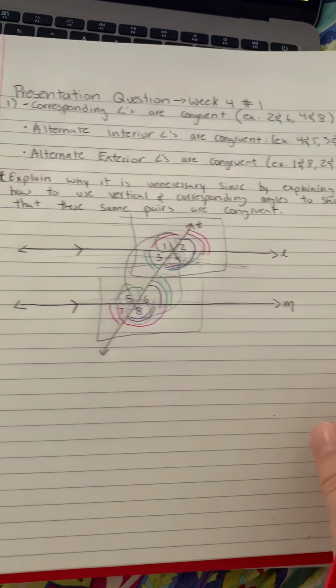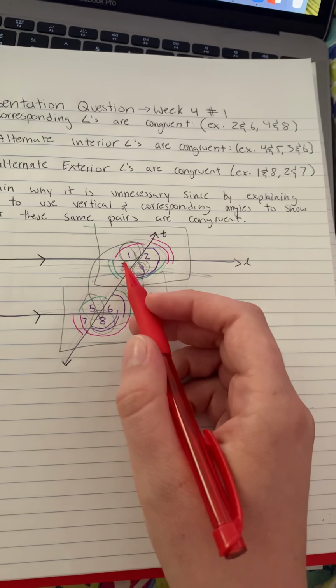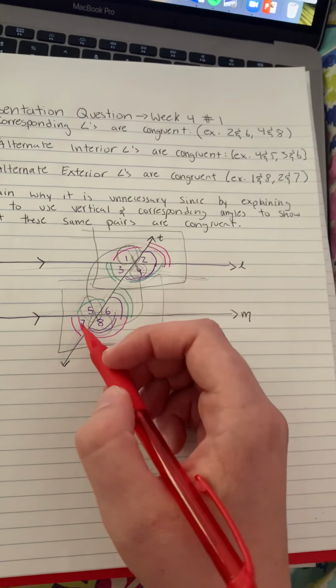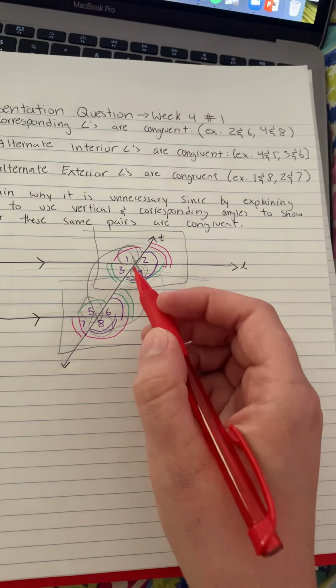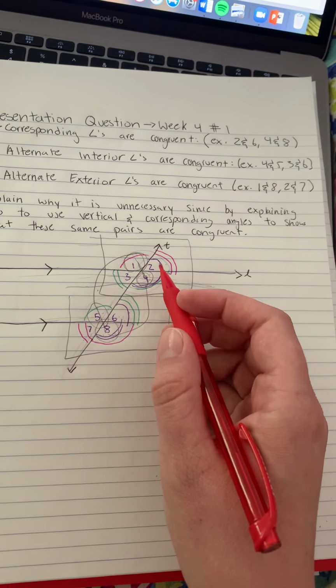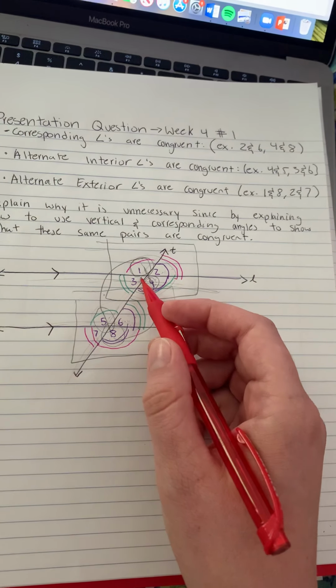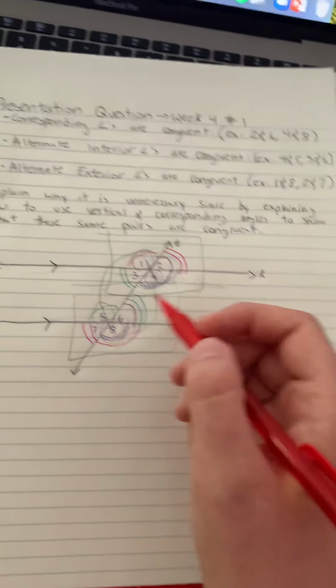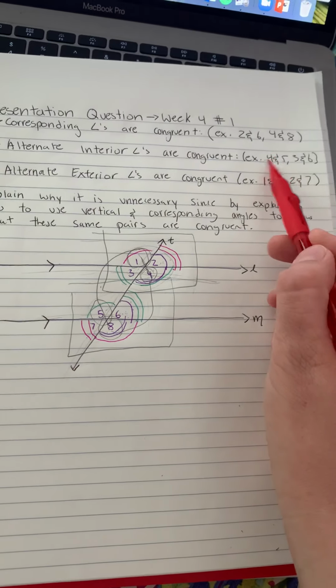And then for 3 and 6, same thing. 3 and 2 are vertical, and 7 and 8 are vertical. So 3 equals 2, and 2 and 6 are corresponding, so 3 would equal 6. And then, so we got that.